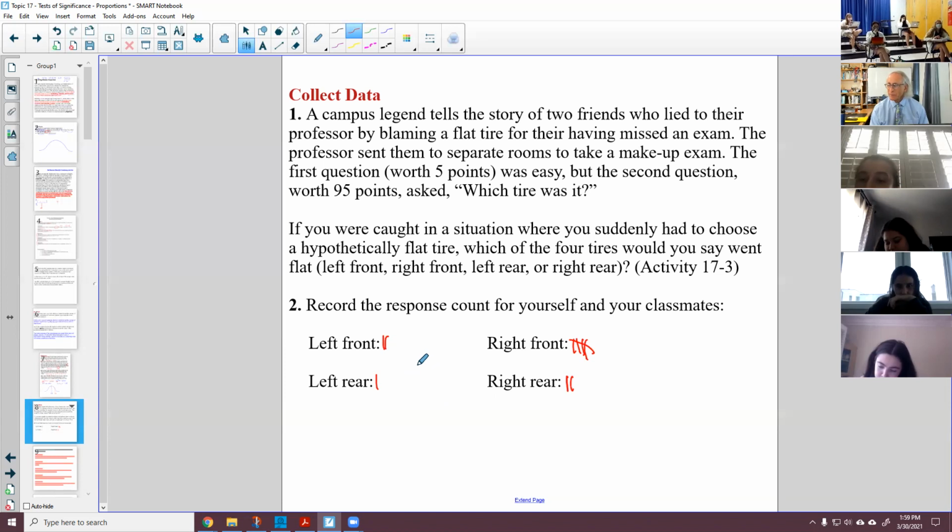Reina? I would say right front. Right front. Alexis, I'd say left front. Okay. Isa? Right front. Right front. Okay, interesting. Oh, we'll come back to that one too. I probably would say right front myself.